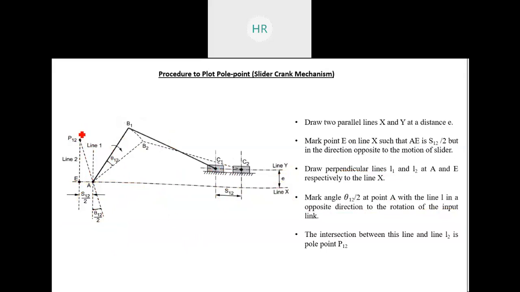So this is how you are required to locate this pole point. Simply you have to take theta 12 by 2 and S12 by 2. S12 and theta 12 will be given to you in the problem. So with the help of this data, you have to locate this pole point. Now, how to use this pole point in synthesizing this mechanism, that we will look at further ahead.